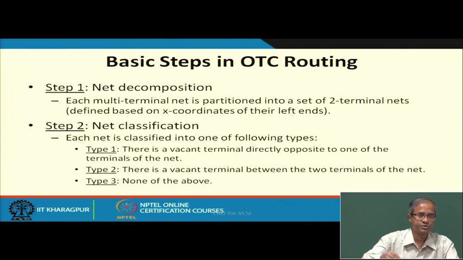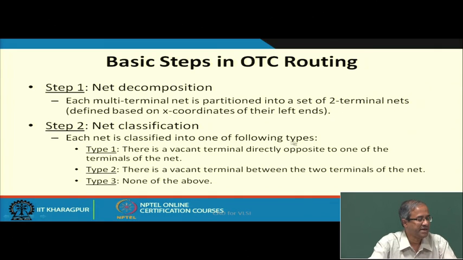There are several algorithms which have been proposed for OTC, or over the cell routing. I am suggesting the basic steps in one such approach. In the first step, you do some kind of net decomposition, which means if you have a multi-terminal net, you partition it into a set of 2-terminal nets. Again it is like the left edge algorithm, based on the x coordinates of the leftmost terminal, you partition them like 2a, 2a, 2b, 2b, 2c, 2c, like that.